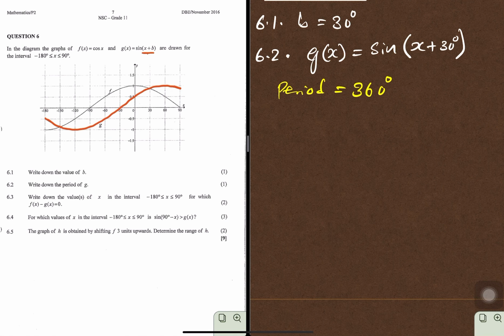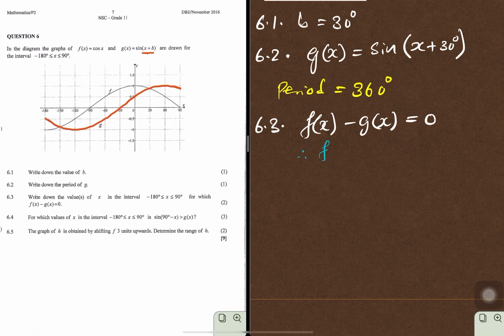Think about it, and then you have 6.3. They say write down the values of x in the interval from minus 180 degrees to 90 degrees, for which f of x minus g of x is going to give us zero. Now, if I were you, I would try to manipulate this equation and say this is the same as f of x equals g of x.